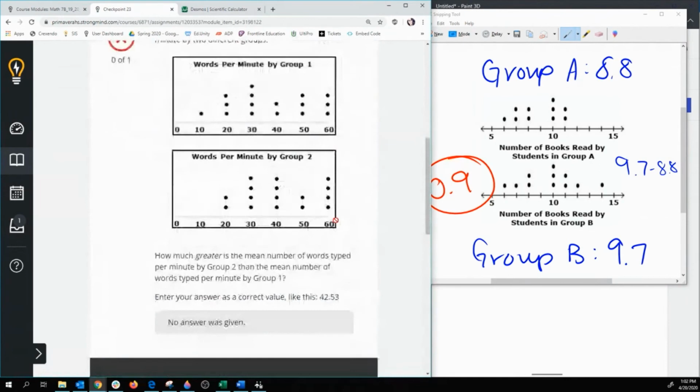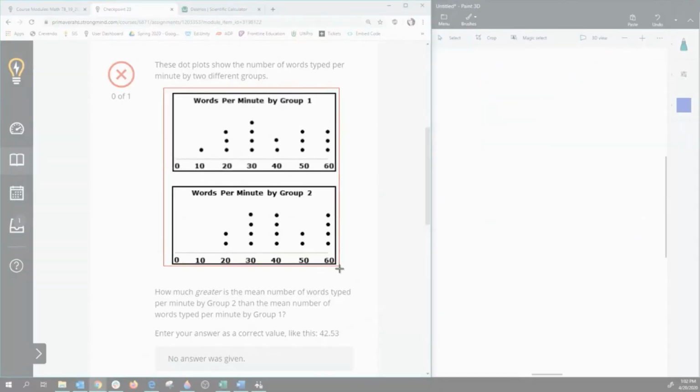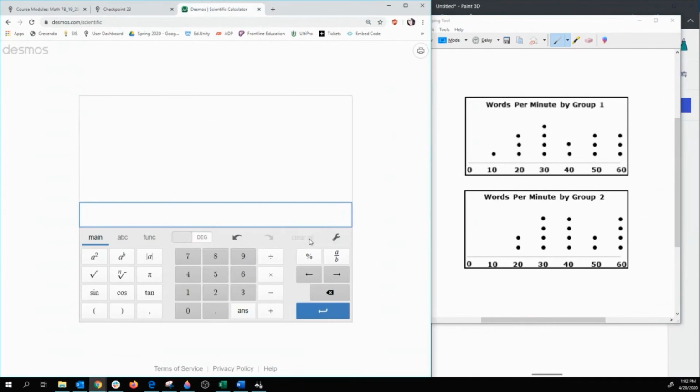All right, so we have these 2 dot plots. We want to know how much greater is the mean words typed in group 2 than the mean words typed in group 1. So again, this is going to be the same exact process as the one before. We need to find the average of both and then just subtract them.